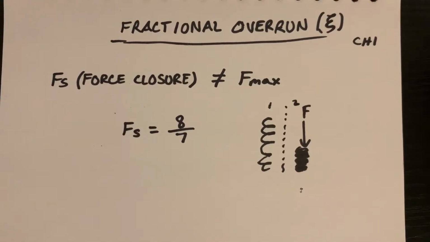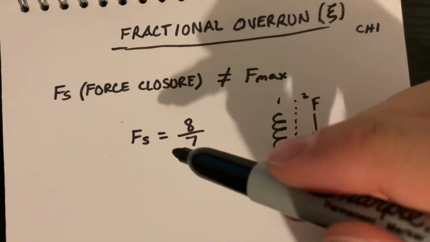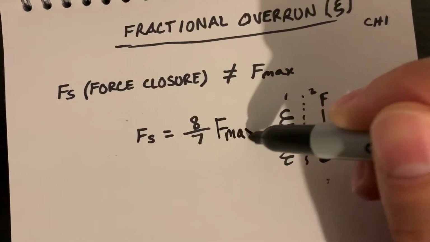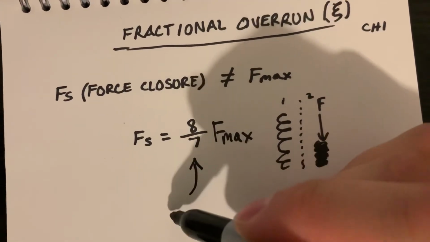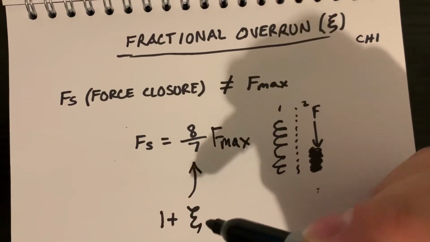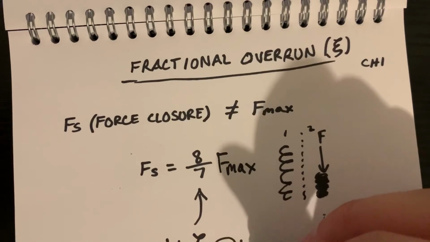And so what we have is force at closure is equal to 8/7 of force max. And this 8/7 is 1 plus chi. And we know chi to be 1/7.